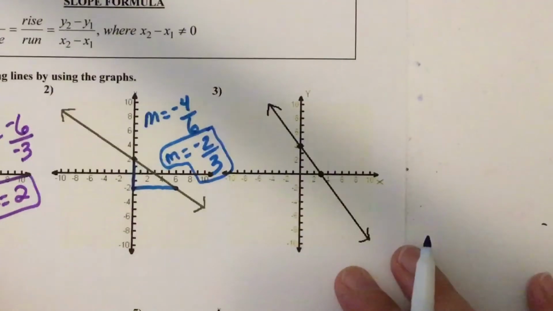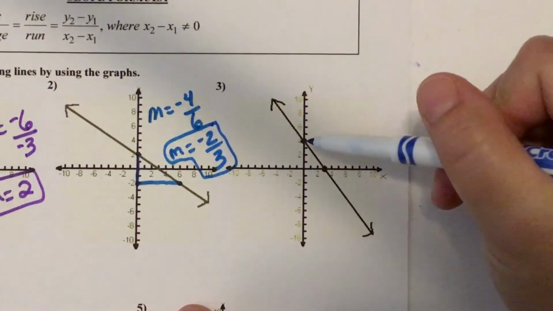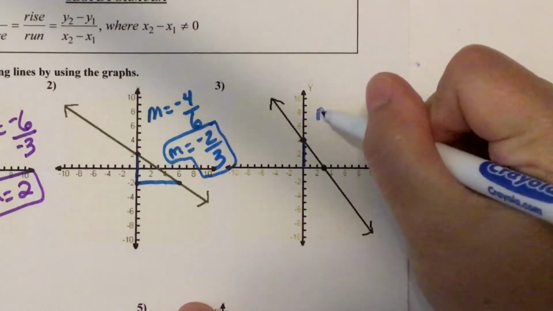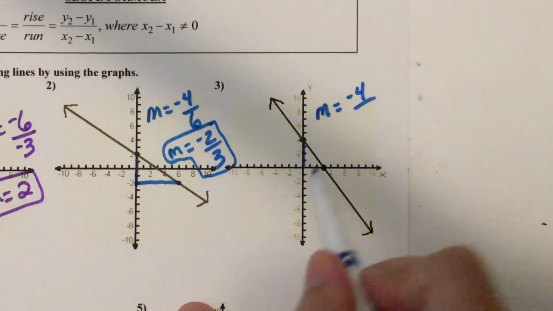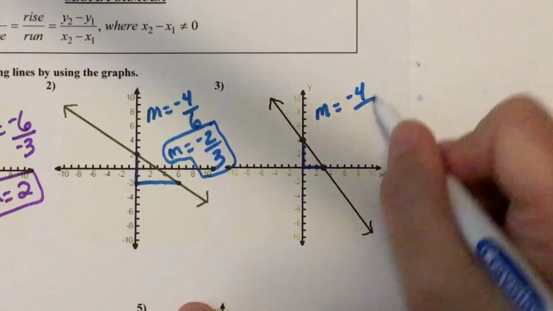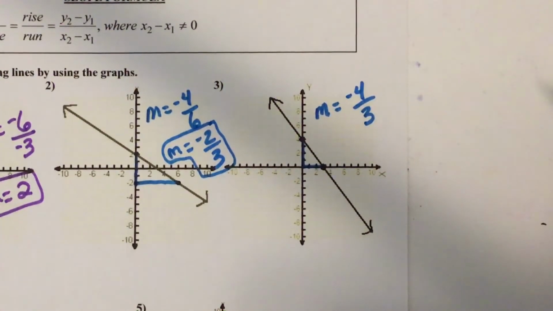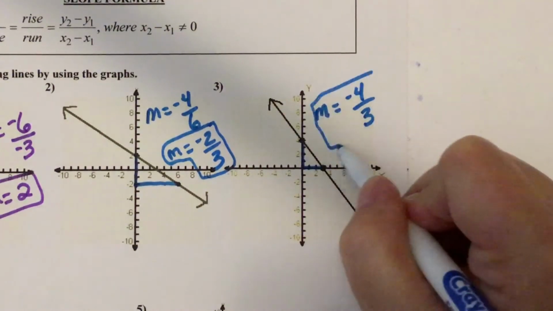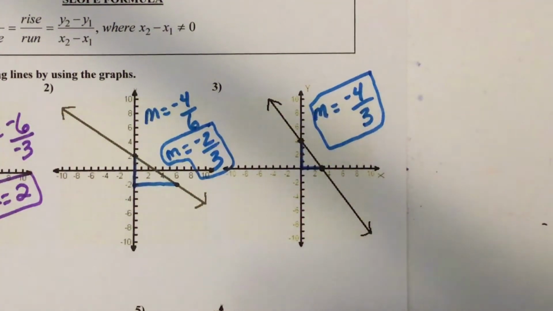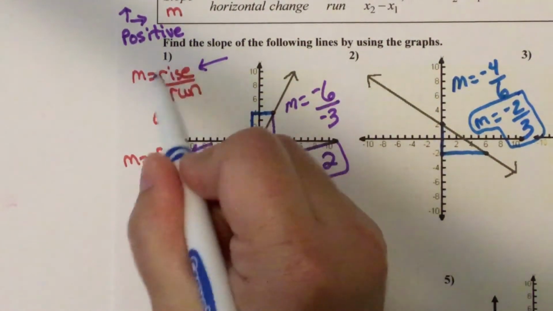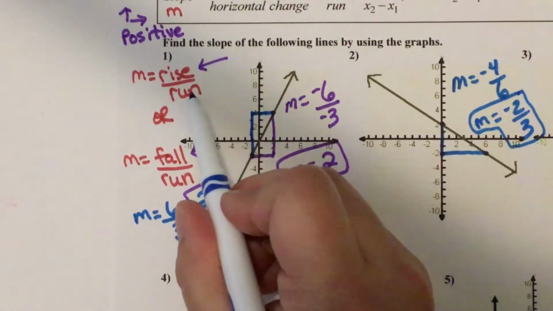Okay, looking at this next one, I'm going to count from left to right, and I fall down 1, 2, 3, 4. So since I fell, that's a negative 4. And I go to the right, 1, 2, 3. And because I went right, that's a positive 3. Now, if this fraction could reduce, I would reduce it, but since it can't, that's its answer. And we never write slope as a mixed number, so I would not write this as negative 1 1/3. And that's because of the definition of slope being rise over run or fall over run. The top number is what you go up or down, and the bottom number is what you're going left or right.